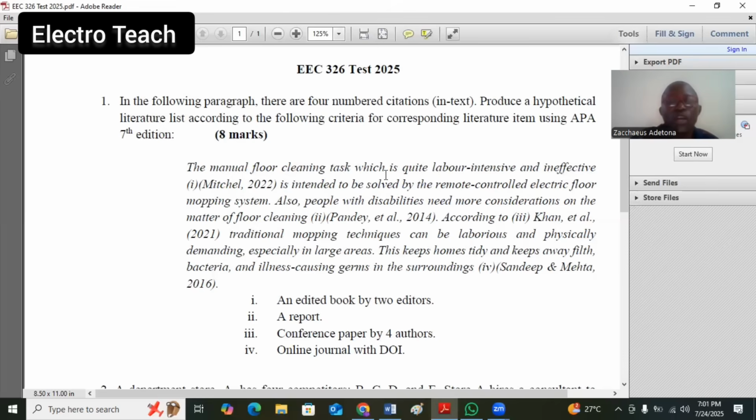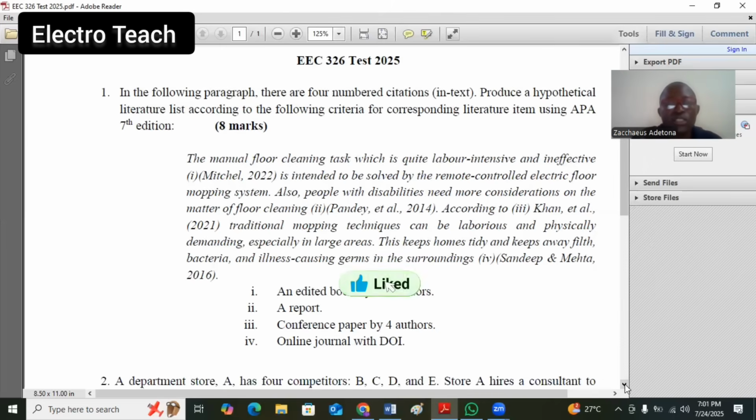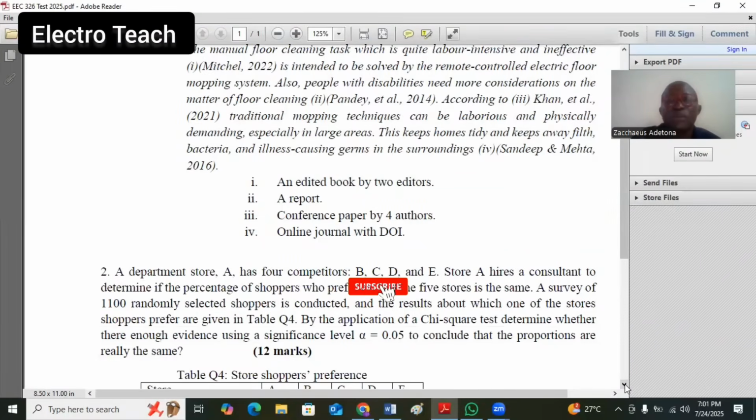So each one will be presented in the literature list according to the guide. The first guide says it's an edited book by 2 editors. The second one says it's a report. The third one, a conference paper by 4 authors. Last one, number 4, is an online journal with DOI. So candidates are expected to present these citations in the form of the literature items listed here. So that's the first problem.